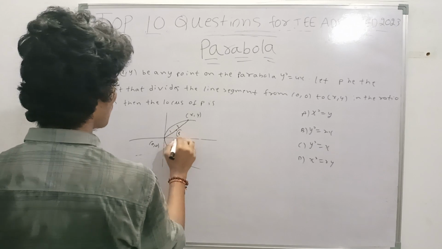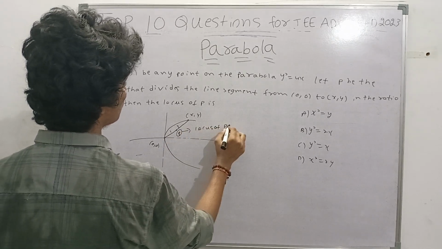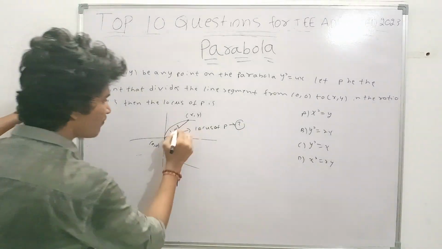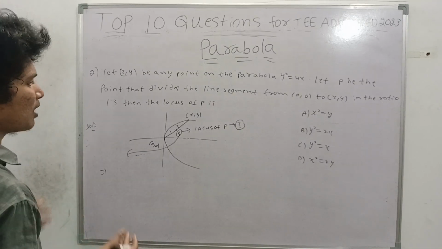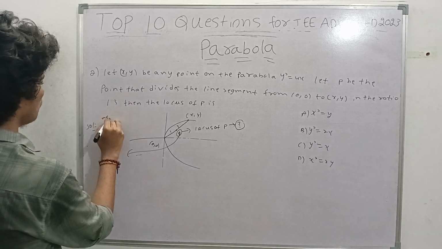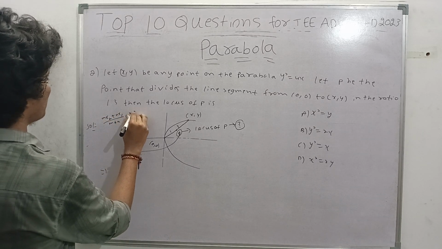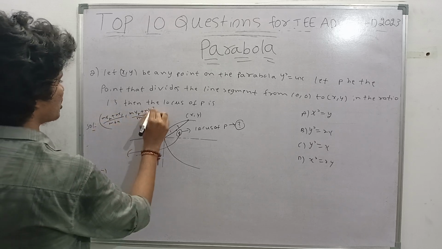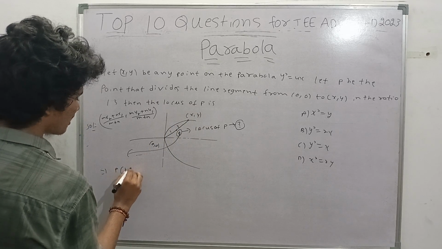So now they are asking what is the locus of P. Locus of P, this is the thing we have to find. What we know, we can find the coordinate of P by the dividing formula of the mathematics here. That is (mx2 + nx1)/(m + n), comma (my2 + ny1)/(m + n). This is the formula, you already know the section formula. So now suppose P coordinates is (h, k).